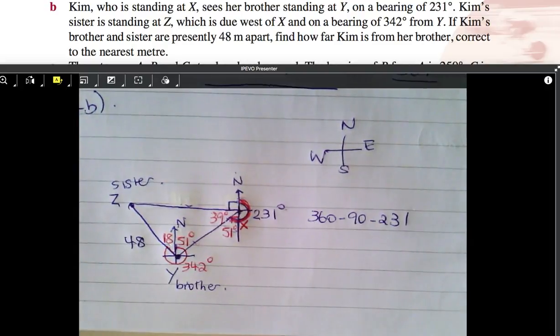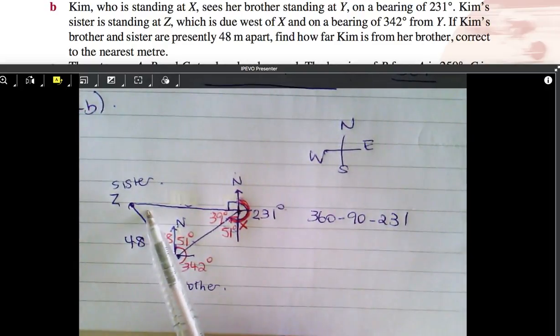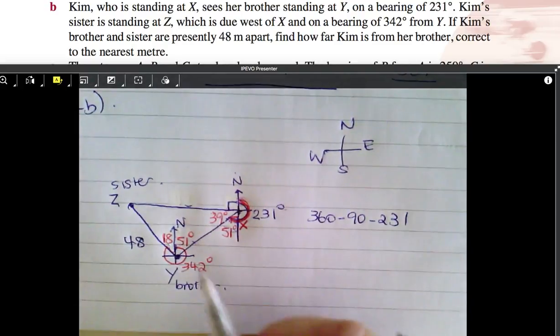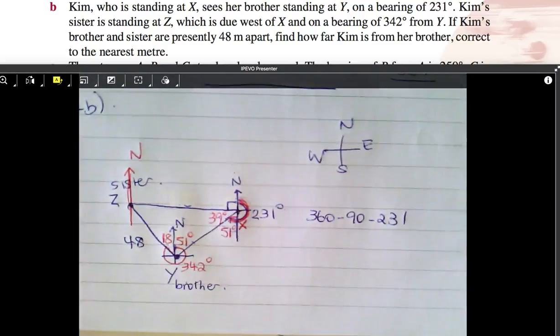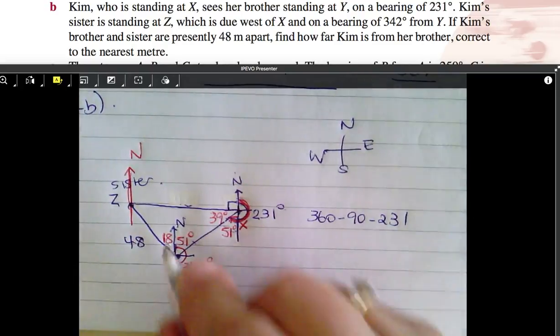Girls, there is another way you could have done this. Anyone know how I could have directly worked this one out? That's right. You could have done it that way. There is another way. You could also, girls, you're allowed to throw in north signs wherever you want. You could also put another north sign.